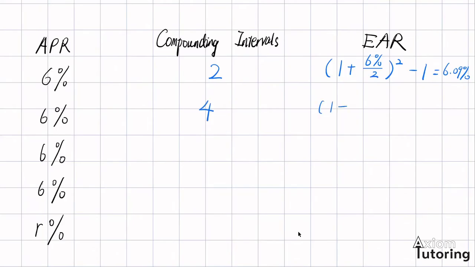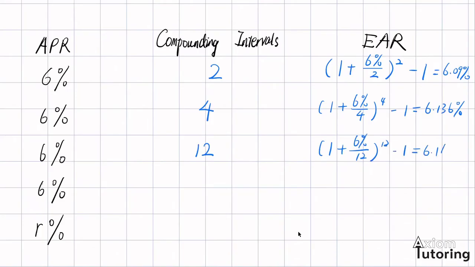What if we compound quarterly, which means our compounding intervals will be 4? So 1 plus 6% over 4, to the power of 4, minus 1, and that gives you 6.136%. We can increase this to monthly, so we compound even more frequently. This is similar to a mortgage because you pay monthly. So it's going to be 1 plus 6% divided by 12, to the power of 12, minus 1. It should give you 6.168%.